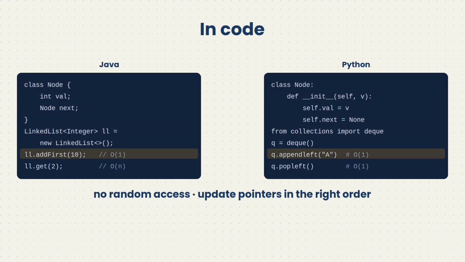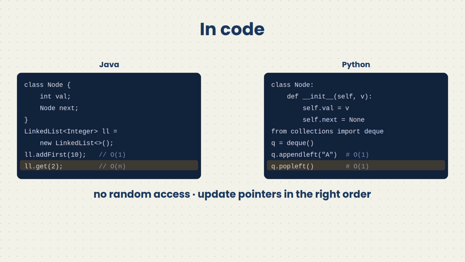In code, Java gives you a ready-made linked list that supports adding and removing from both ends in constant time. And you can also build your own from a simple node class holding a value and a next reference. Python does not have a built-in linked list, but you can write the same node class, and in practice, when people want fast operations at both ends, they reach for collections.deque, which is backed by a doubly linked structure. Two reminders. There is no random access here, so looping is how you reach a position, and always update your pointers in the right order so you never lose the rest of the list.